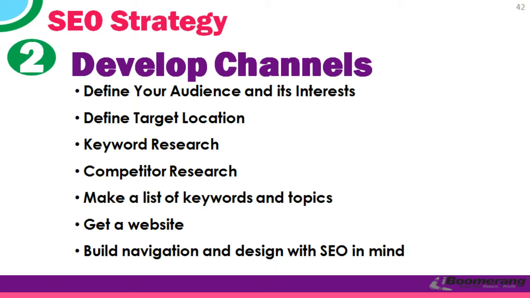Once you've set your goals, you need to define your audience and its interests, as well as any target locations. Then you need to research keywords. Think like your customers. What would they search for that you could help them with? And you should also take a look at your competitors. What keywords are they using? What content do they have on their website that you could also write about? Once you've done all of your research, make a list of keywords and topics that you feel confident writing about and include on your website. Finally, if you haven't already, get a website. Carefully consider your URL and start designing with SEO in mind.